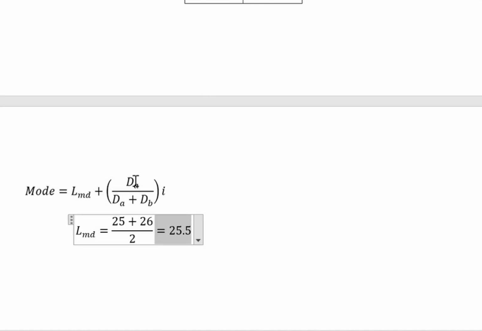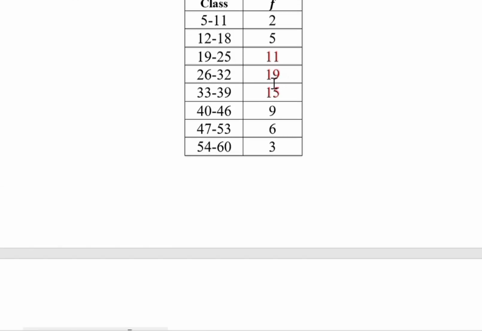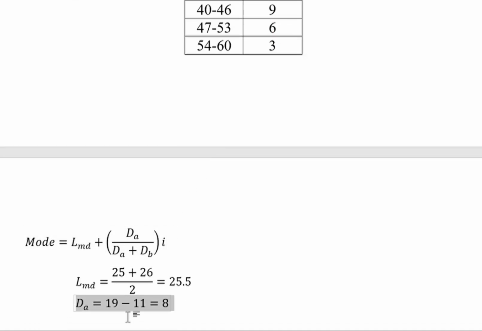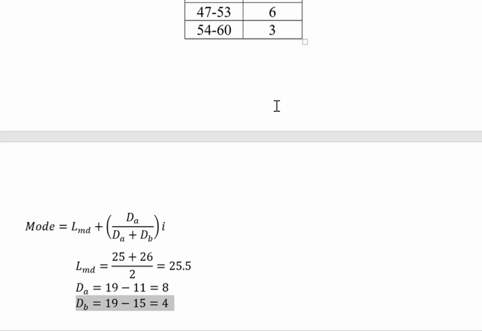Then we need to calculate dA. dA is found by taking this frequency minus the frequency of the class above it. So 19, being the frequency of the modal class, minus the frequency of the class above it, that will give us dA. That gives us 8. dB will be gotten by taking the frequency of the modal class minus the frequency of the class below it. That's 19 minus 15, giving us 4.